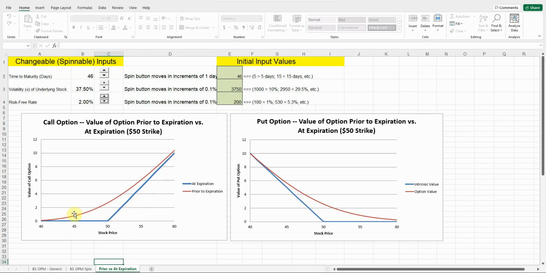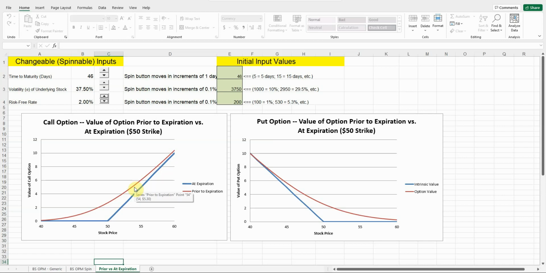This red line is the value prior to expiration. Now you can see the red line is going to be higher than the blue line, but it's going to be highest right at that strike price. As it gets further out of the money, it's not going to be worth that much more. As it gets further in the money, it's not going to get worth that much more.